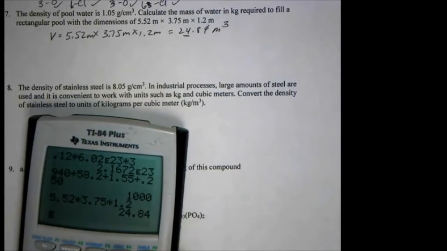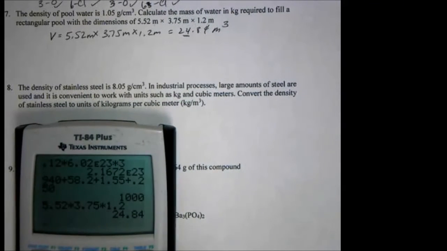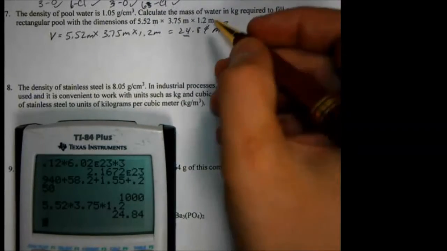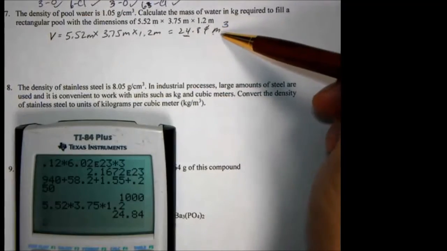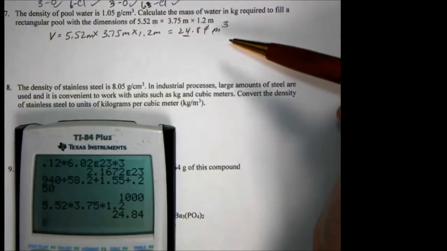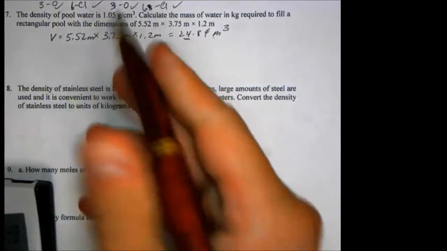Okay, so now the next part of the question is how do we deal with calculating mass? So we have a volume. The only problem, though, is that our volume is not in the right units to work with this density. So we have to do a unit conversion.